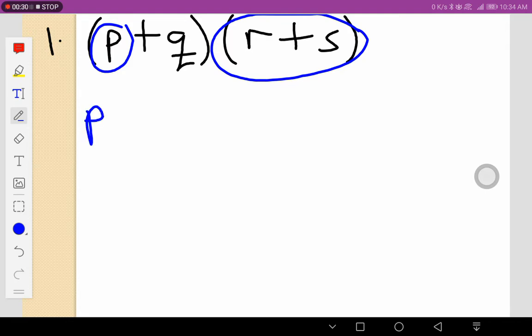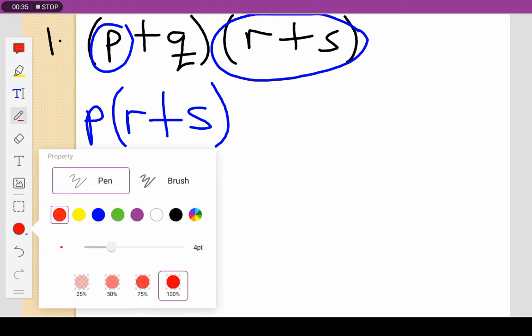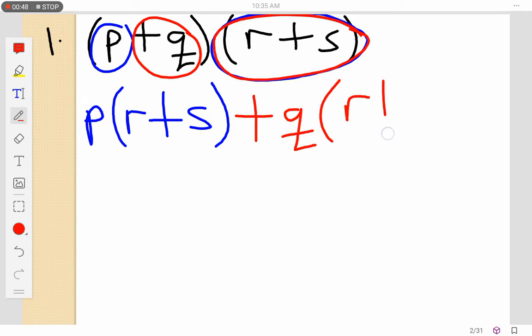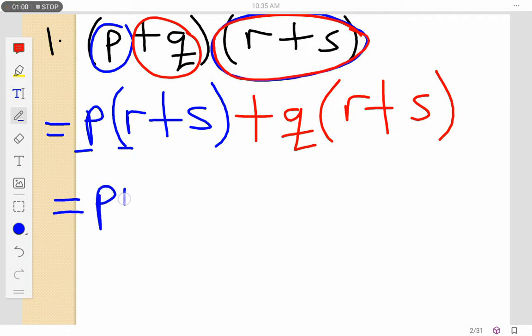So I'll have P multiplying R plus S. Then we take the second, plus Q with its sign, multiplying everything in the second bracket. So I'll have plus Q multiplying R plus S, like that. Now when we are at this point, we can expand. P multiplies R. What do we get? We get PR. Then P times S, we get plus PS.